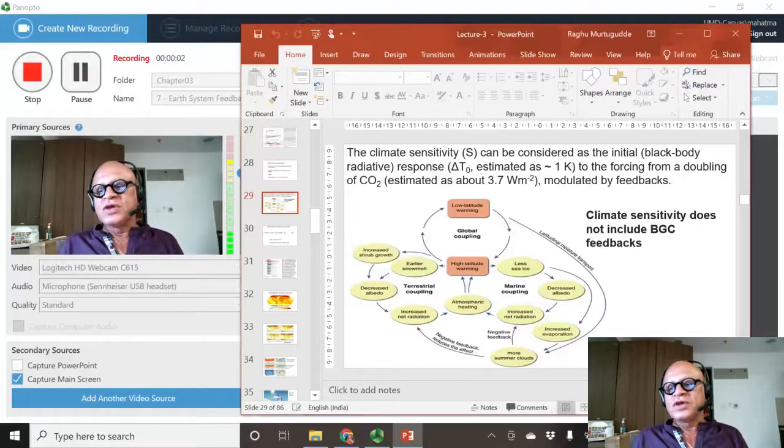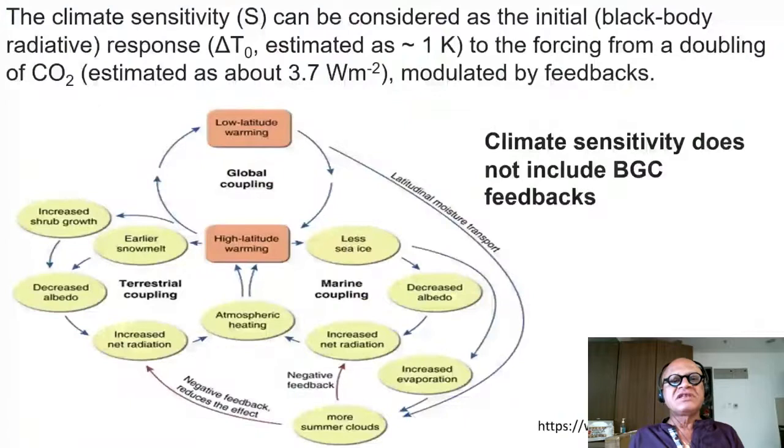As I said a few times already, climate sensitivity that typically we have been looking at doesn't include biogeochemical carbon cycle feedbacks. So let's look at a schematic of the potential feedbacks that exist in the system that we already know very well, even though we may not know the quantity of the amplification or the time scales necessarily.